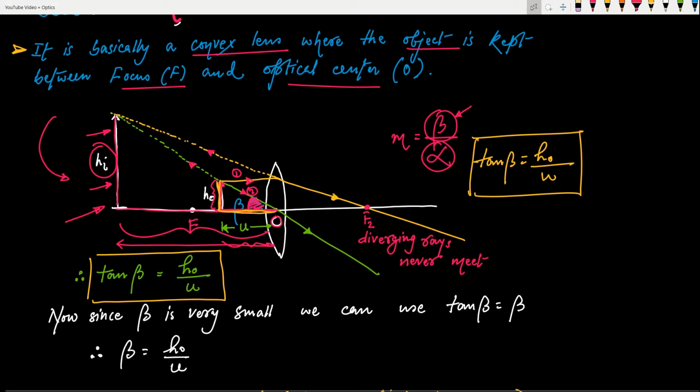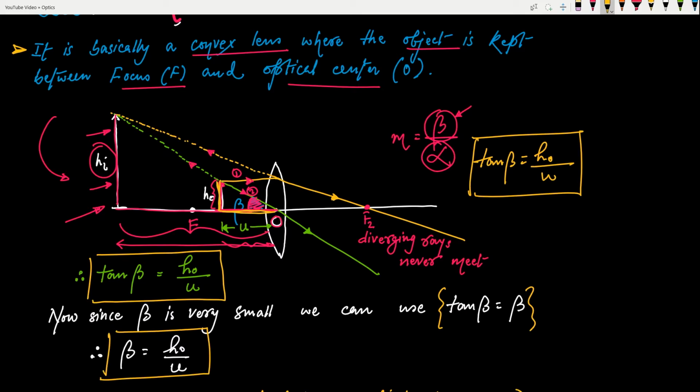Simple as that. Now since beta is very small, we can use tan beta is equal to beta. This thing I have already explained in my earlier videos. So tan beta can be written as beta since beta is very small. Why is beta very small? Because the object that we are using to inspect is very small. If the object is big, then there is no use of magnifying it. Since the object is very small, the angle subtended by that object will be very small. Therefore, you can say that tan beta is equal to beta. Therefore, beta we got is equal to H naught by U from this diagram.